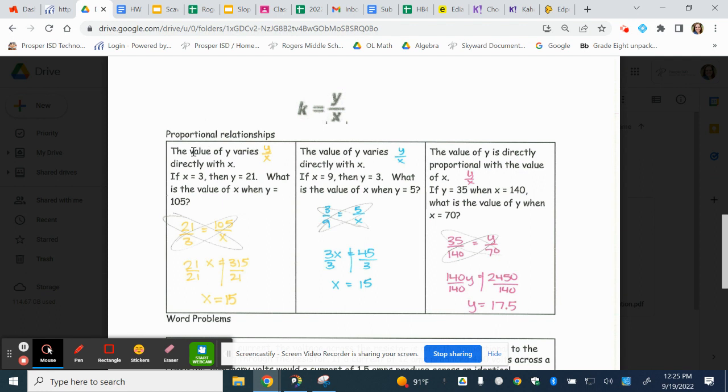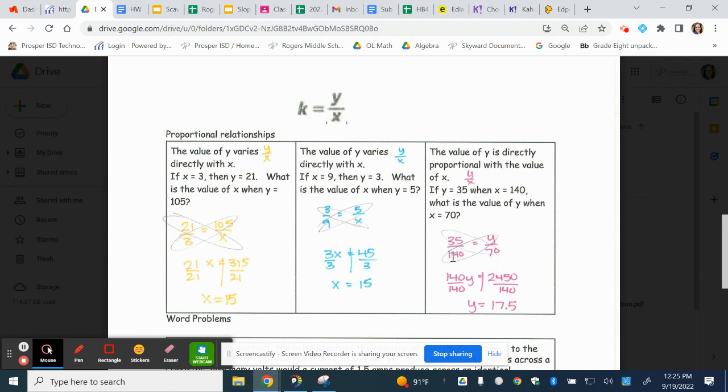So this is a proportion. So the value of y varies directly with x. That tells me it's proportional or direct variation. So you write in your y over x is equal to the other y over x, cross multiply. That's where we get 21x. Cross multiply, that's where we got 315. Solve for x by dividing both sides by 21, and you get your answer 15. Same thing here. Y over x equals y over x. Cross multiply 45 and cross multiply 3x. Solve for x, you divide by 3, you get 15.